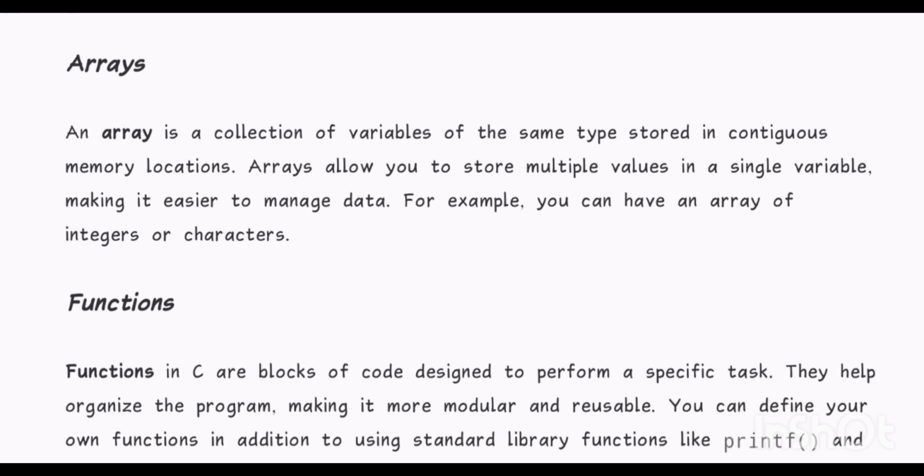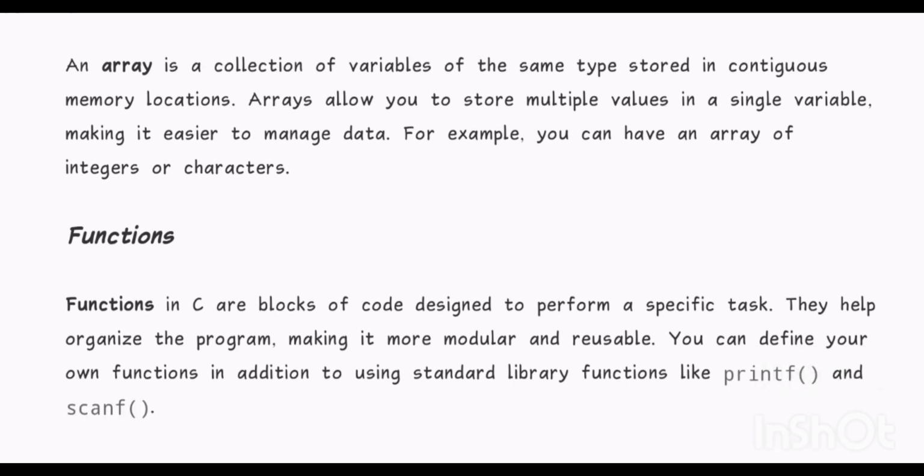Arrays. An array is a collection of variables of the same type stored in contiguous memory locations. Arrays allow you to store multiple values in a single variable, making it easier to manage data. For example, you can have an array of integers or characters.